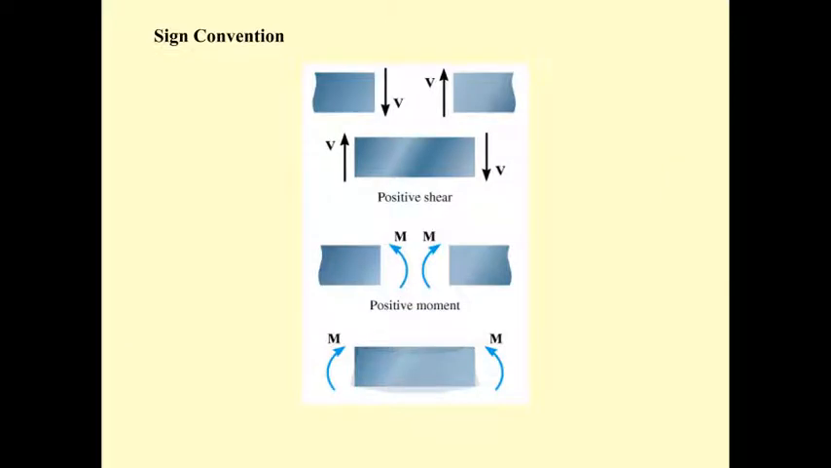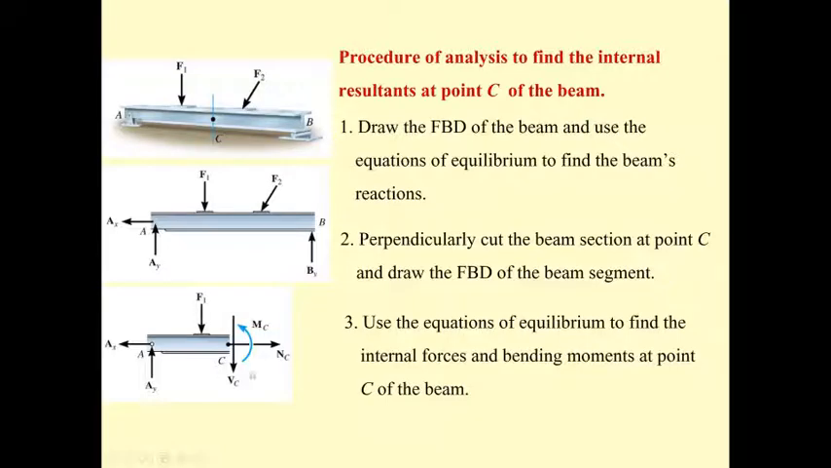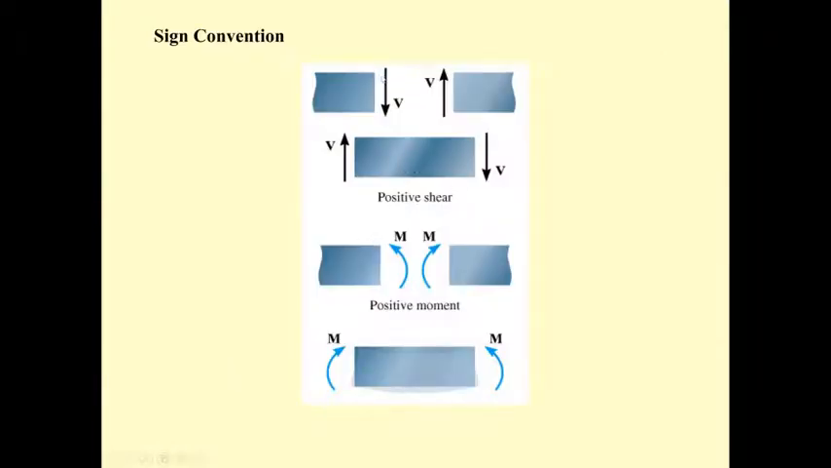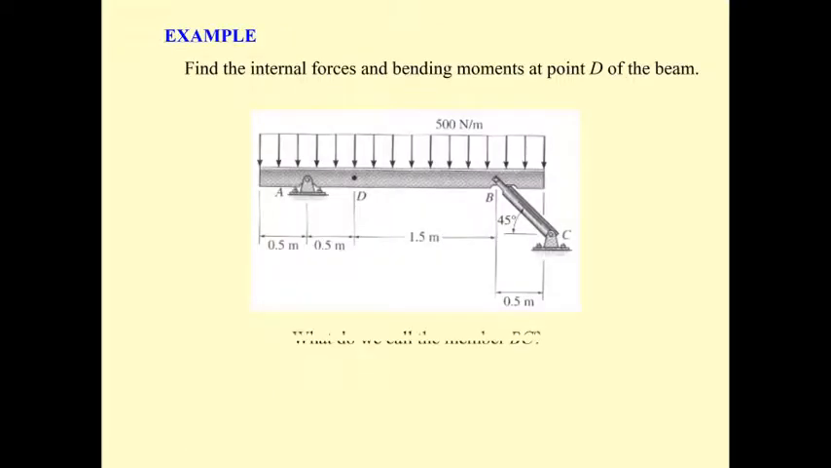Okay, the sign convention. I should note that this is the positive sign convention in our study here. When you cut the section on the left, the downward shear is positive, and the counterclockwise moment is positive. You may see that positive moment produces compression on the top and tension on the bottom, as we know before.